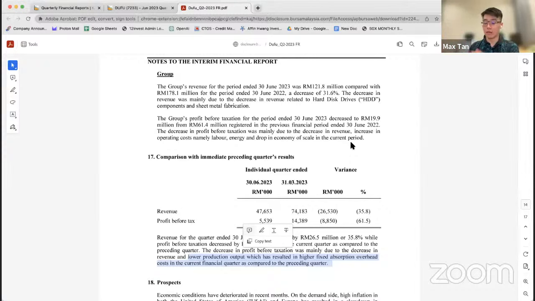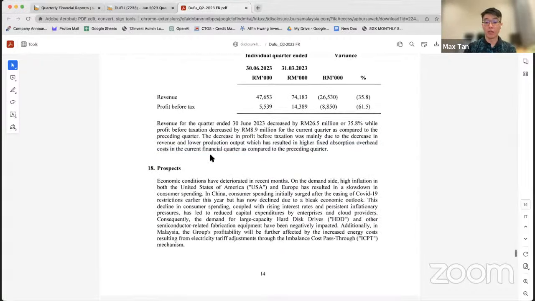Let's say Seagate. Some of the companies, you can refer to their financial performance and look back into some of the companies that are involved in the HDD industry in Malaysia. Dufu, JCY, Notion, these companies, you can refer back. And ultimately here, you see, they do mention reduced capacity and demand for HDD and other semiconductor-related fabrication has been affected. And ICPT is the electricity cost that I mentioned just now. I think it happens to all the manufacturing companies. So yeah, it's quite common in the industry.